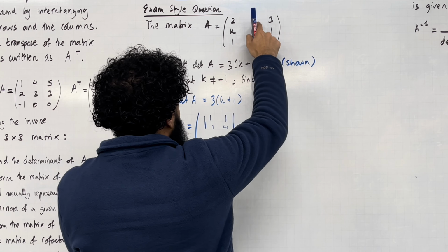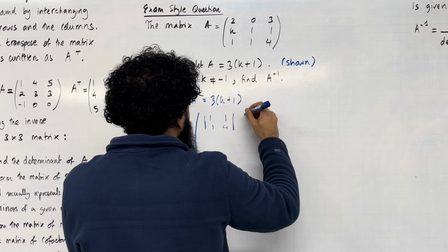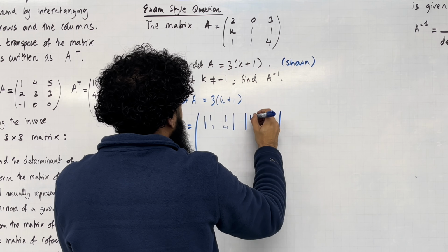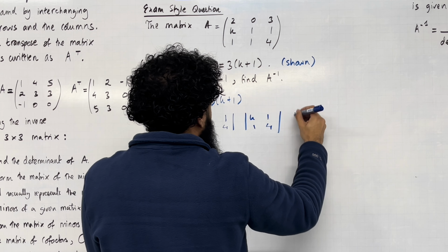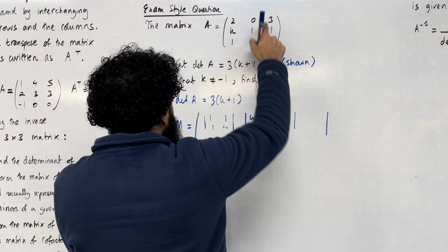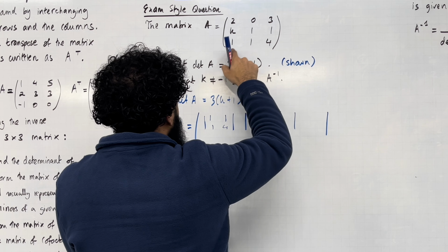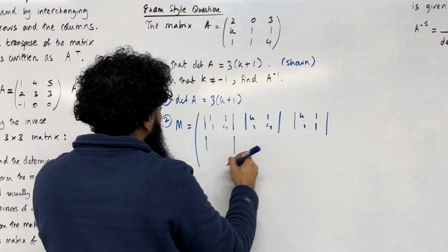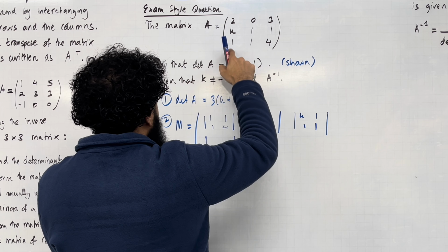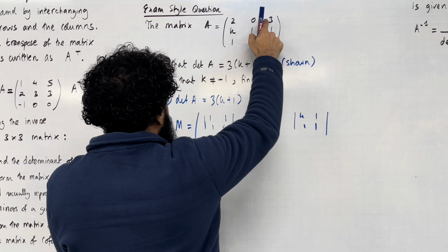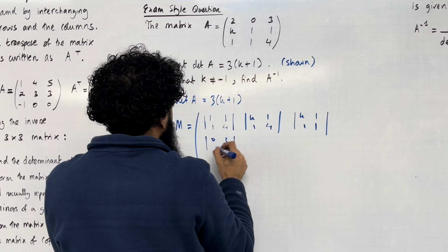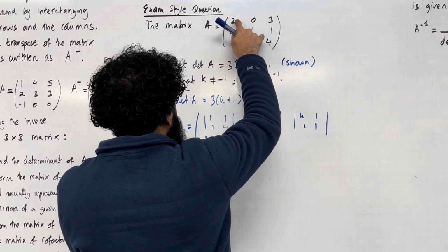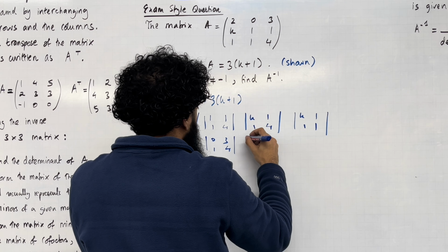The minor of 0, delete this column, delete this row. So I've got K, 1, 1, 4. The minor of 3, delete this column, delete this row. I've got K, 1, 1, 1. The minor of K, delete this column, delete this row. So this gives me 0, 3, 1, 4. The minor of this one, delete this column, delete this row. This gives me 2, 3, 1, 4.